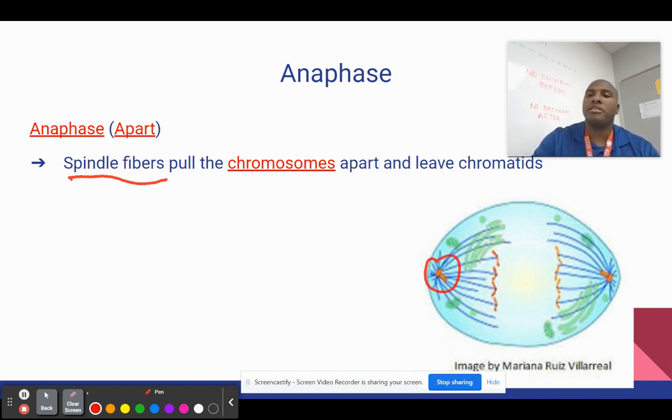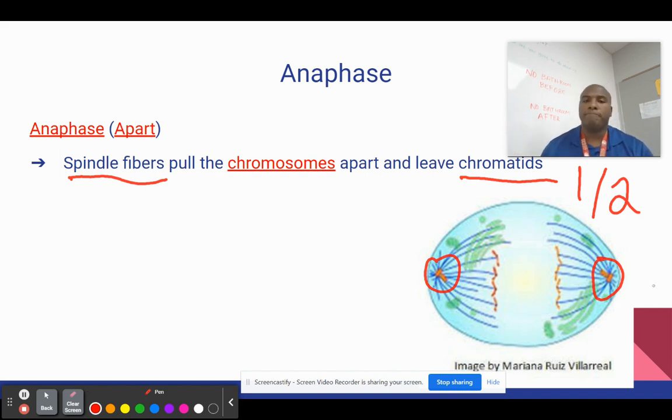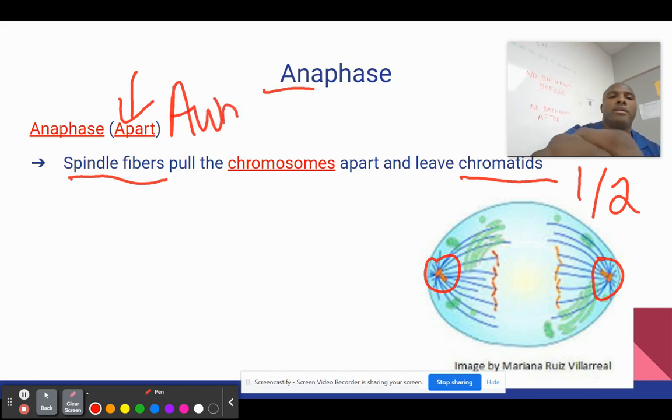Anyways, spindle fibers come out of what we call the centrioles. So, on opposite ends of the cell, you have what we call centrioles. And these spindle fibers come out and they pull apart the chromosomes and leave you with chromatids, which is one half of a chromosome, right? So they pull the chromatids apart, and this is what you get. A for anaphase. A is also apart or away, and that is anaphase for you.